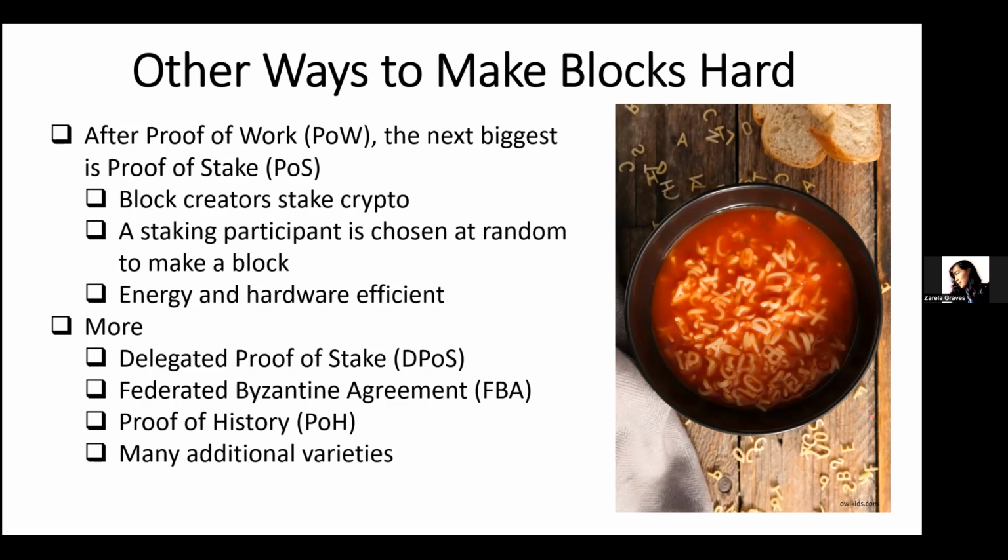Proof of history is a really cool concept used by the cryptocurrency Solana. It runs a cryptographic hashing algorithm on itself over and over again as fast as it can. It turns out making a cryptographic hash and rehashing it is naturally serial, but you can validate it in parallel. You can take big chunks and validate them if you have parallel processing, so they take advantage of that. And even those three don't do it justice. There's many, many more. And if you can think up a new way to make blocks hard, you can make a new cryptocurrency.